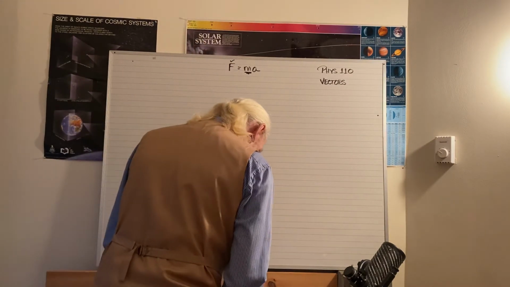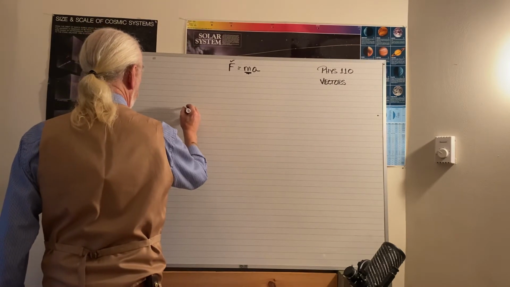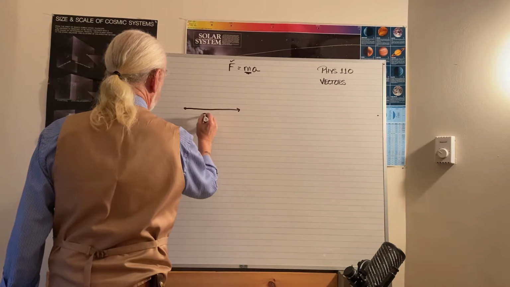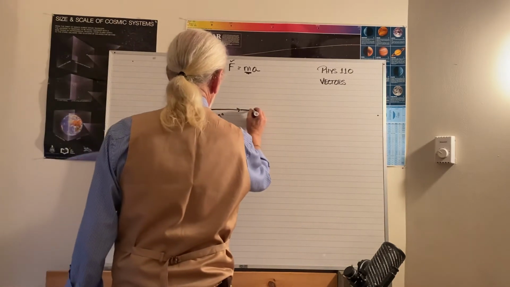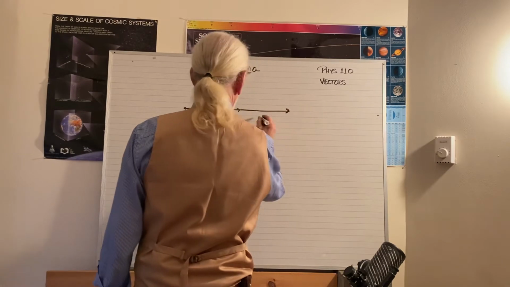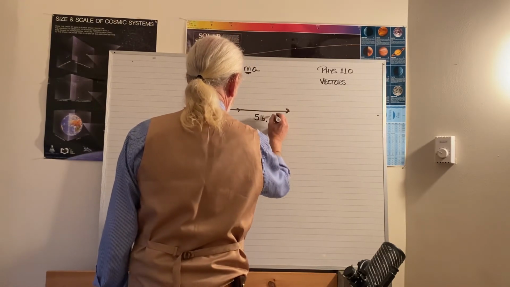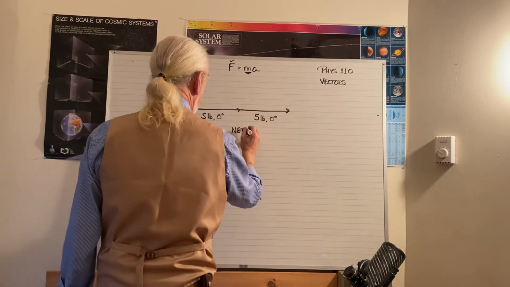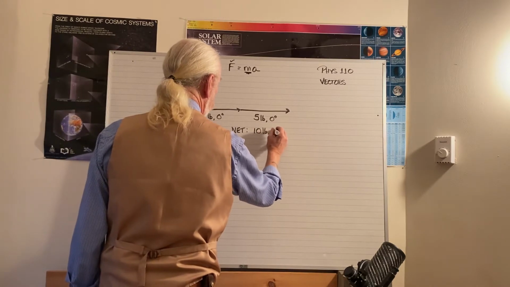Well, I would indicate it this way. 5 pounds, 0 degrees. 5 pounds, 0 degrees. The net, in this case, would be 10 pounds at 0 degrees.